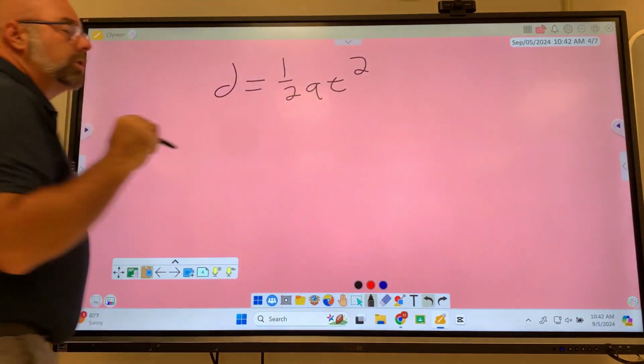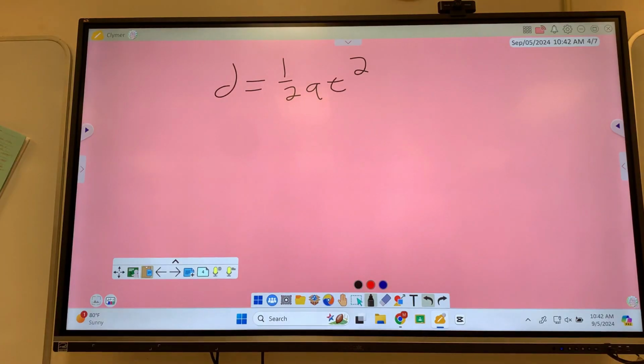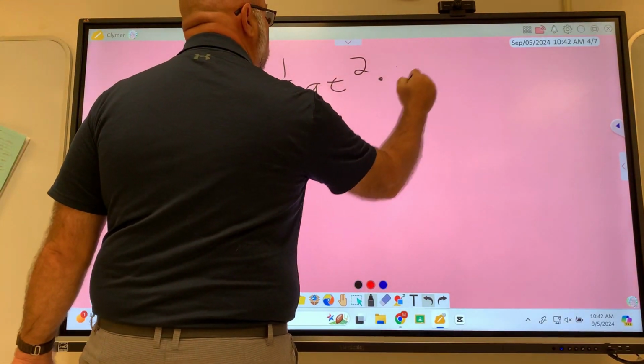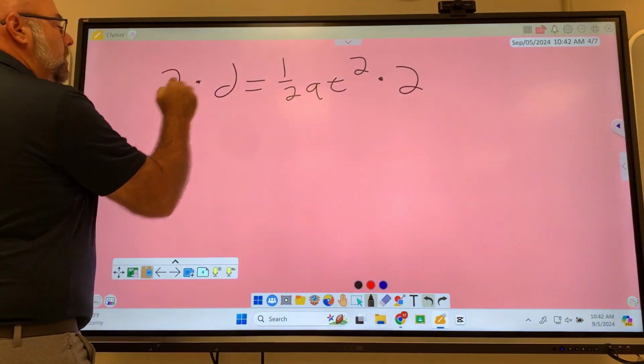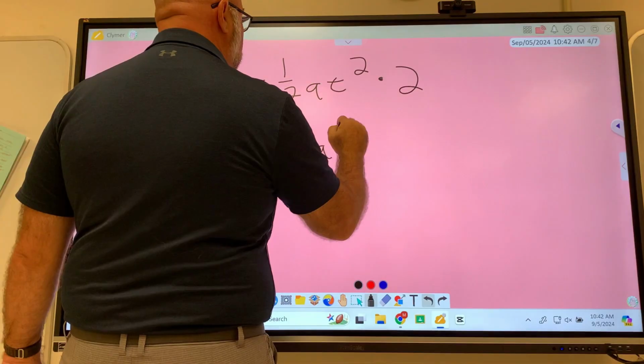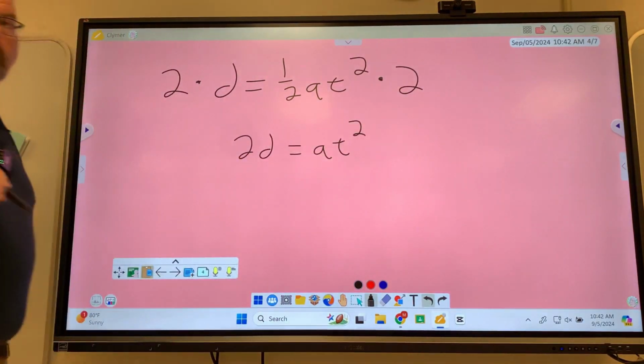Now the other day we solved this for t. You recall this? Yeah. We did the algebra and we solved this for t. Well, this time we're going to solve it for A because that's what we're after in this question. So to solve this for A, first I'm going to get rid of the 1/2. Multiply both sides by 2, right? So 2d equals At squared.